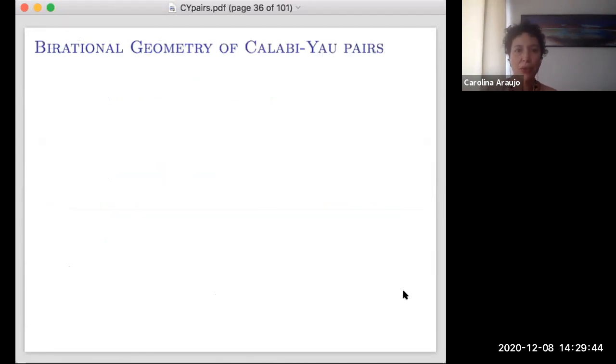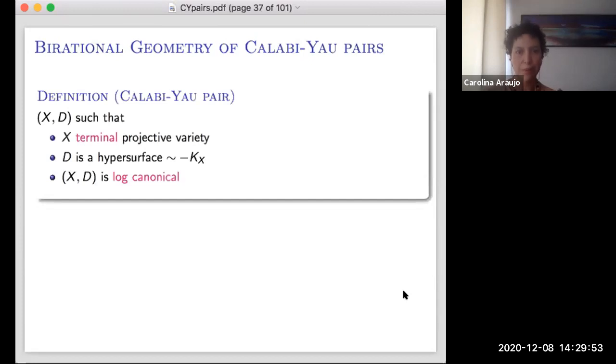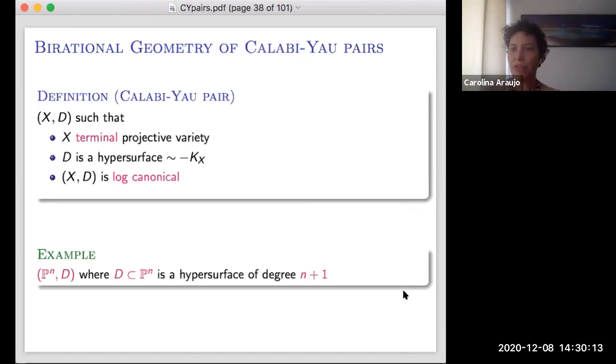Okay, so now I would like to move on to discuss the birational geometry of Calabi-Yau pairs. So let me just first define it precisely. A Calabi-Yau pair is a pair consisting of a terminal projective variety X and a hypersurface D, which is linearly equivalent to the anticanonical class, and such that the pair is log canonical. So for instance, the example that we've been looking at is the case when X is projective space Pn and D is a hypersurface of degree n plus 1 under some restrictions on the singularities.